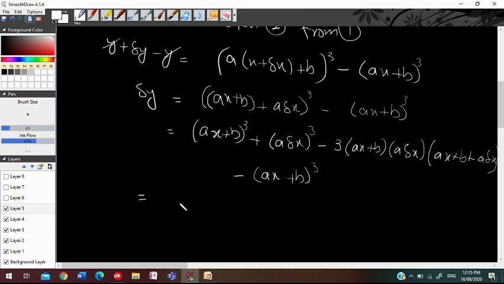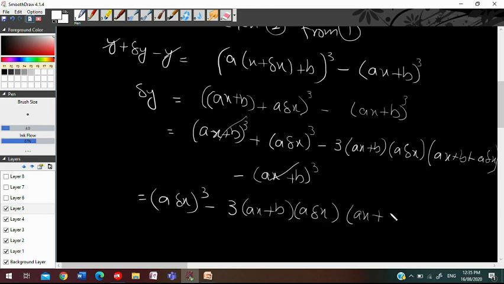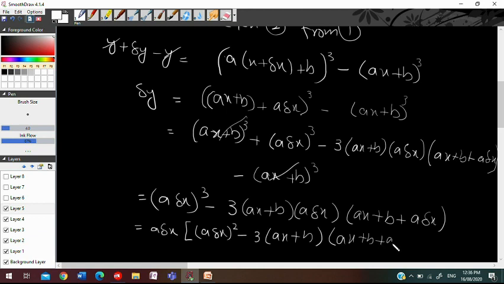Now simplify your equation. This and this terms are cancelled, and finally we have (a delta x) whole power cube minus 3 (ax plus b) a delta x into (ax plus b plus a delta x). And if we take some term as common, we can take a delta x as common: a delta x, and the remaining terms are (a delta x) power 2 minus 3 (ax plus b), then (ax plus b plus a delta x).